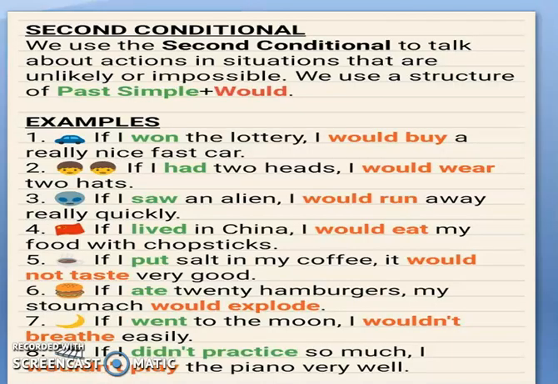In this slide, you can look at a few more examples that I have given for the second conditional clause. If I won the lottery, I would buy a really nice fast car. If I had 2 heads, I would wear 2 hats. If I saw an alien, I would run away really quickly. If I lived in China, I would eat my food with chopsticks.